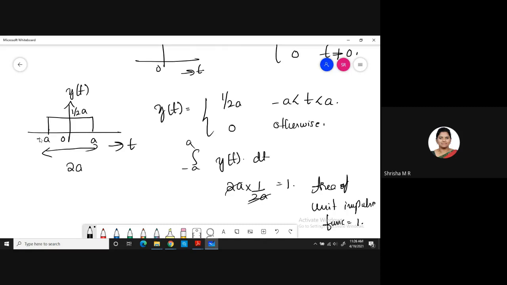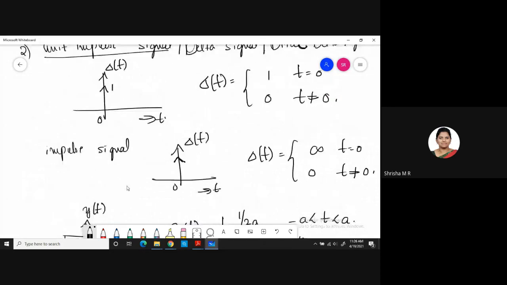If you have a signal existing from minus a to a with amplitude 1 by 2a, and this width tends to 0, minus a and plus a come near 0. What happens to the area then? The signal grows upwards towards the top, but the area remains 1. So for a unit impulse, the area is 1.